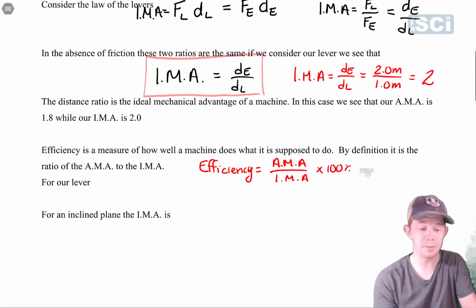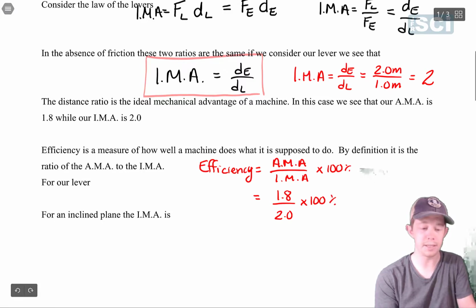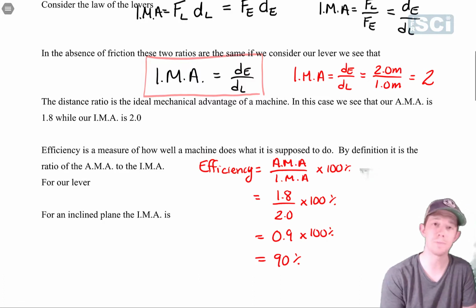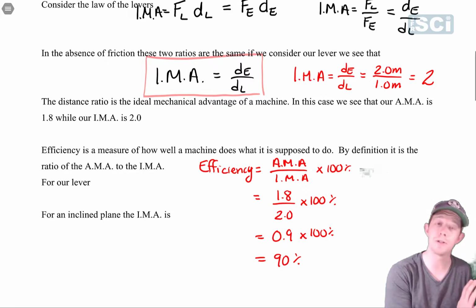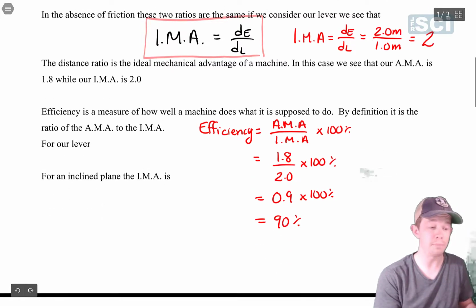Okay, so my actual mechanical advantage we found was 1.8. The ideal mechanical advantage was 2.0. I'm going to multiply that by 100%, and I get 0.9 multiplied by 100%, or we find out that this lever was 90% efficient. Okay, so that was one type of our simple machines. We could find the efficiency of it. Another type was our inclined plane.